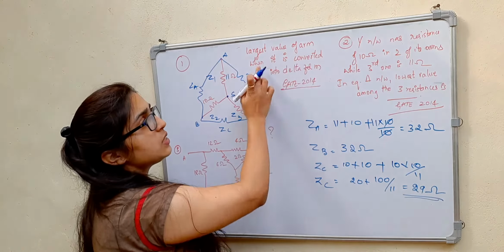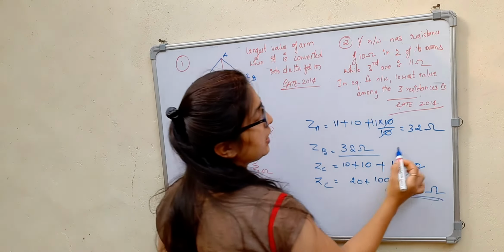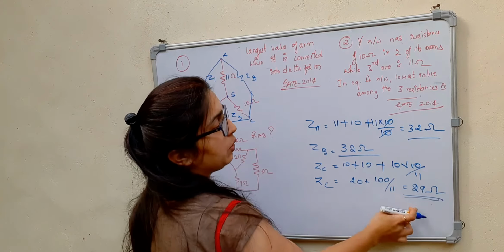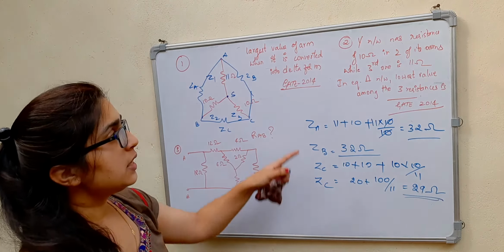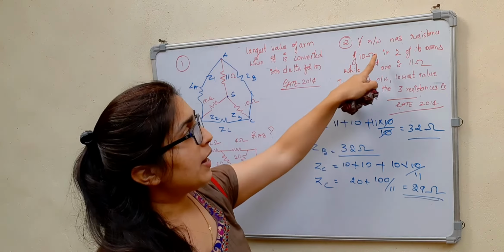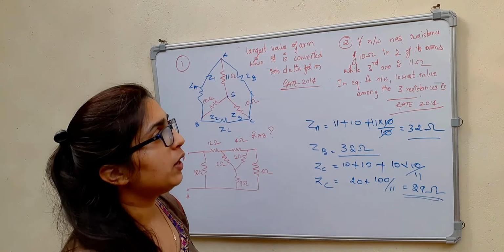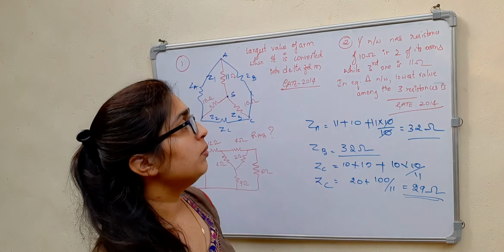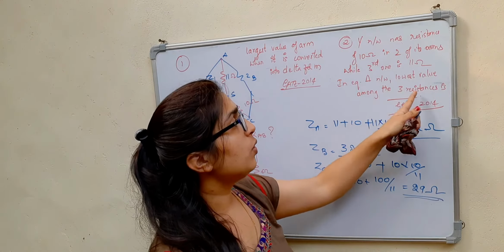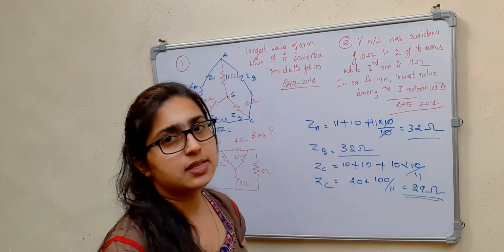So what is the largest value of arm? That is obviously 32 ohms, right? 32, 29, means the largest value will be 32 ohms. So next question is, the Y network has resistance of 10 ohm in two of its arms, while the third one is 11 ohm. In the equivalent delta network, the lowest value among the three resistances is.